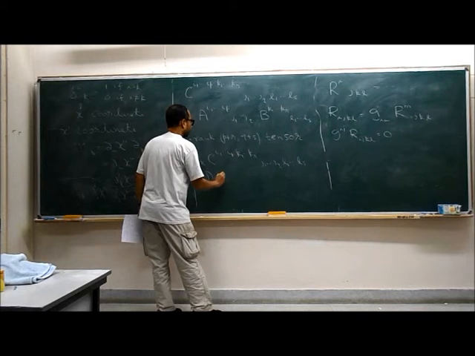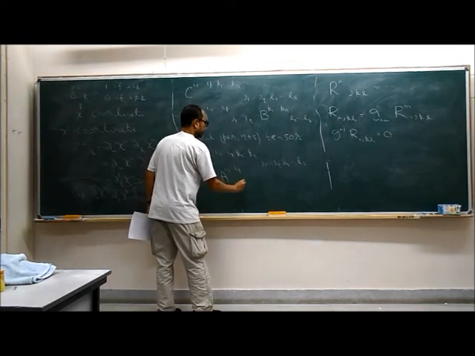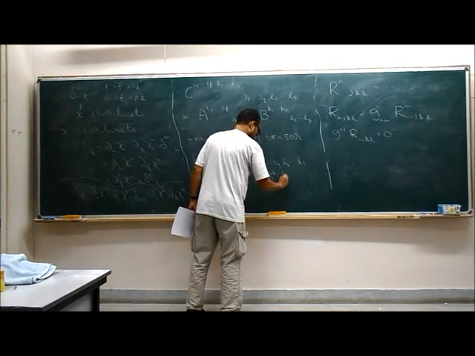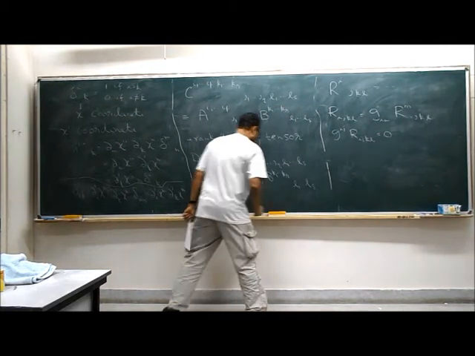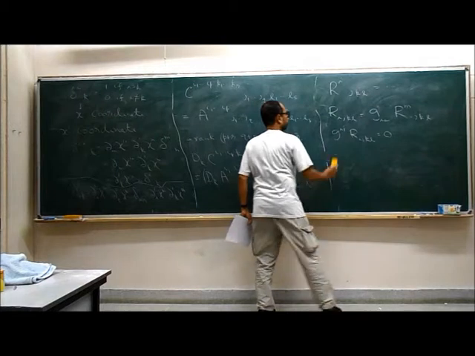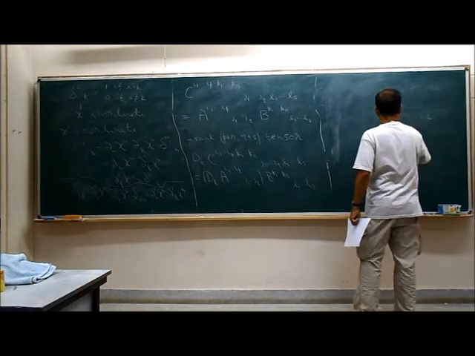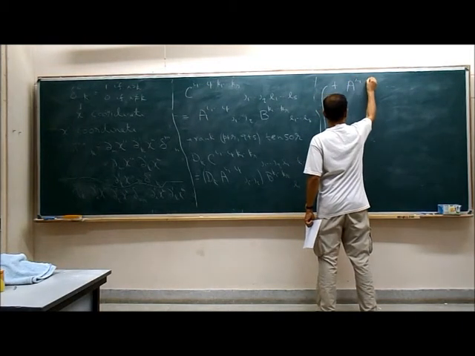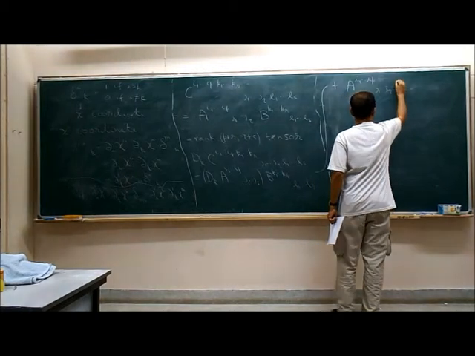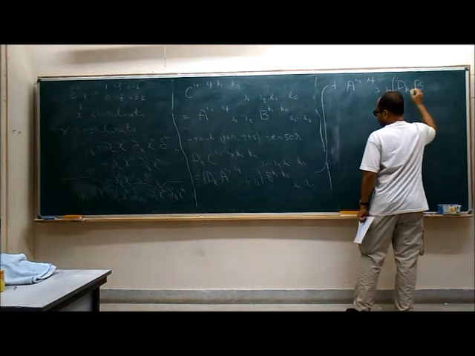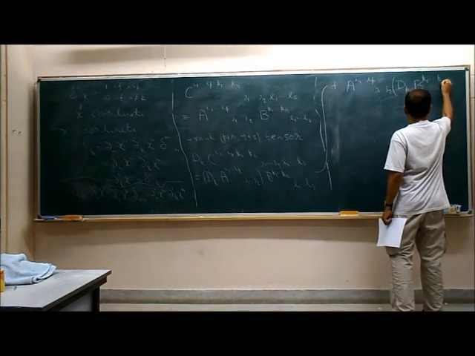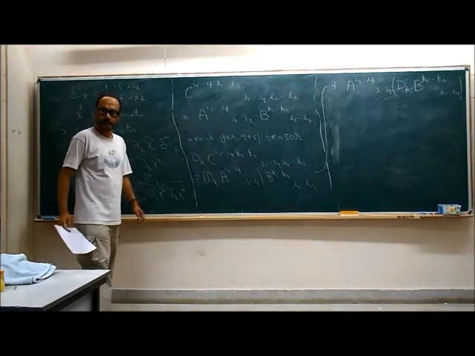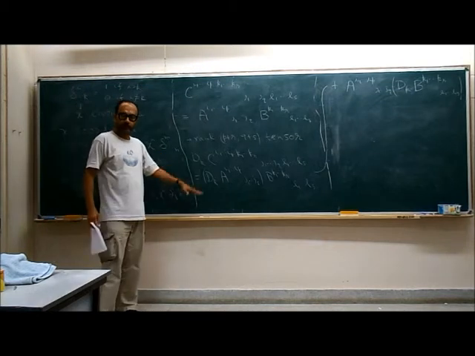dk of A with indices I1 to IP, J1 to JQ, plus the corresponding term with dk acting on B. Okay, this is what is called the distributive property of the covariant derivative.